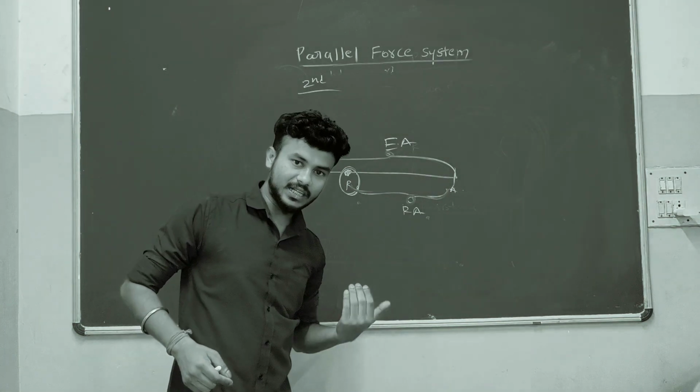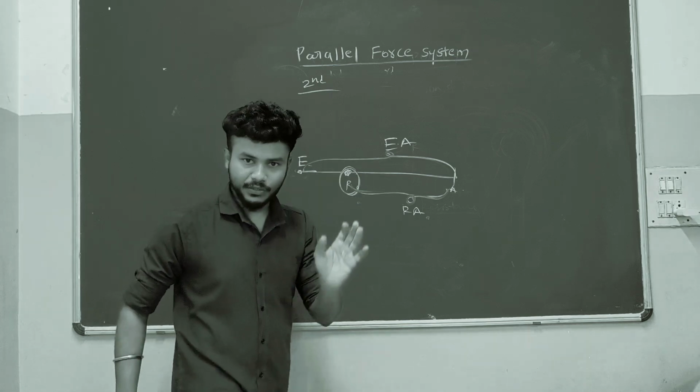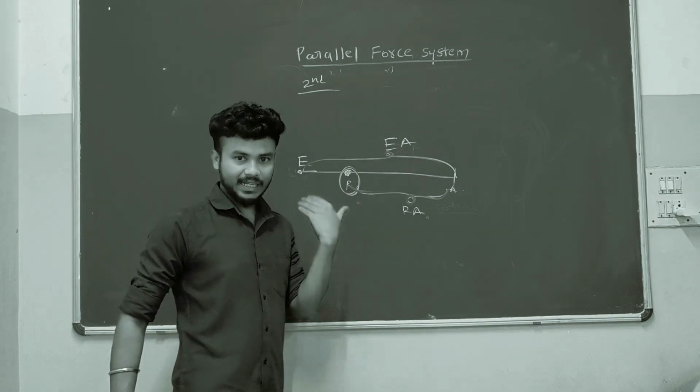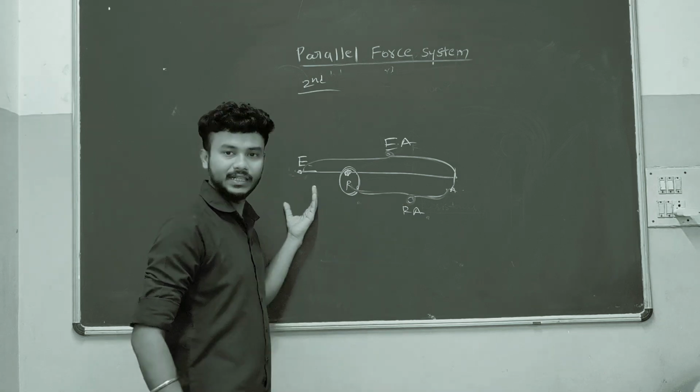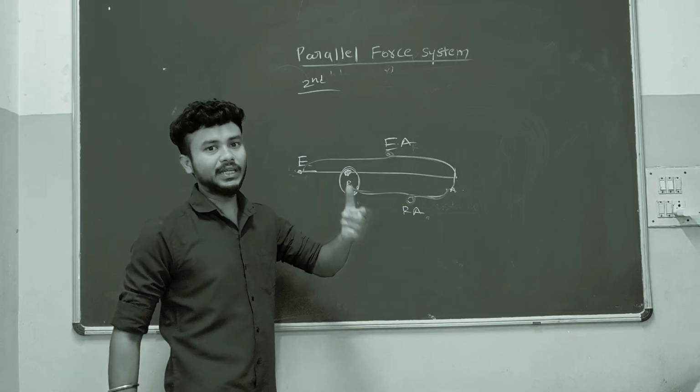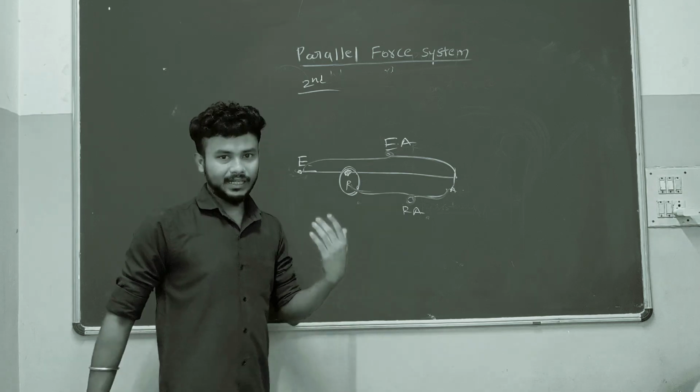If you come to the first order lever, the effort arm will be equal to the resistance arm, or maybe less than the resistance arm, or maybe greater than the resistance arm. But here it is different. In the second order lever, the effort arm will be big and the resistance arm will be less. Okay.